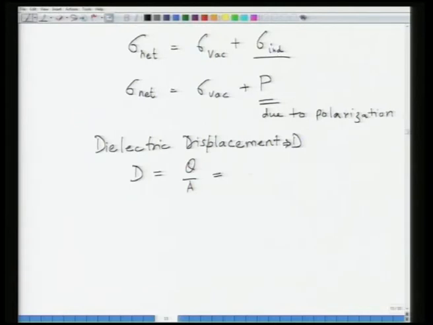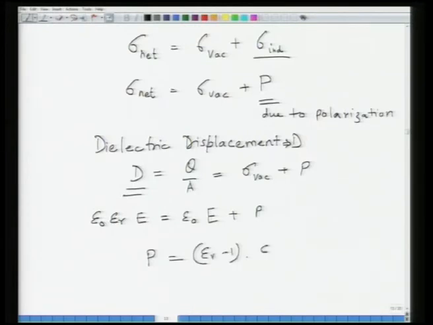Now, D for this kind of thing would be sigma vac plus P, and what is sigma vac? We know it is epsilon naught E, plus P. And what is this for the overall dielectric displacement? This is nothing but epsilon naught epsilon R into E. So, this polarization P is now defined as epsilon R minus 1 into epsilon naught E. This is the polarization of the material.